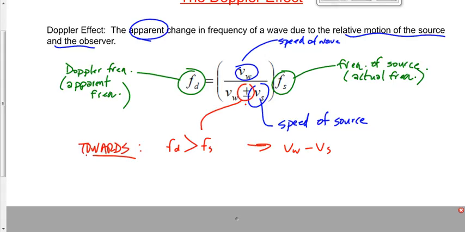Now, if the source is moving away from the observer, then FD is going to be smaller than FS. And if we get a small number for FD, then we have to have what kind of number on the bottom here? Small number right here, this number has to be big, larger, right? And if that number is going to be larger, then we're going to add them, VW plus Vs. Remember it or figure it out like we just did. Bottom line is, you got to be able to catch when it's plus, when it's minus. Otherwise, you're going to get the wrong answer.